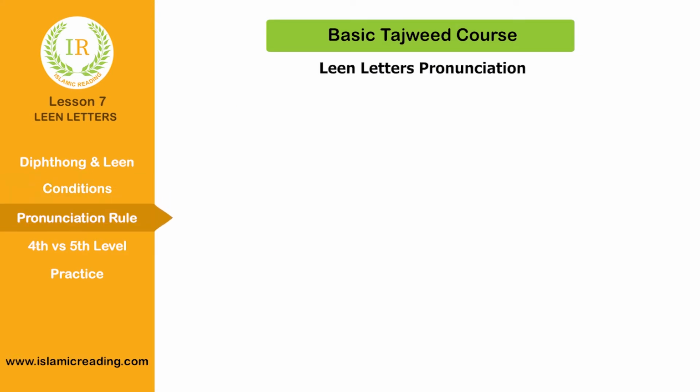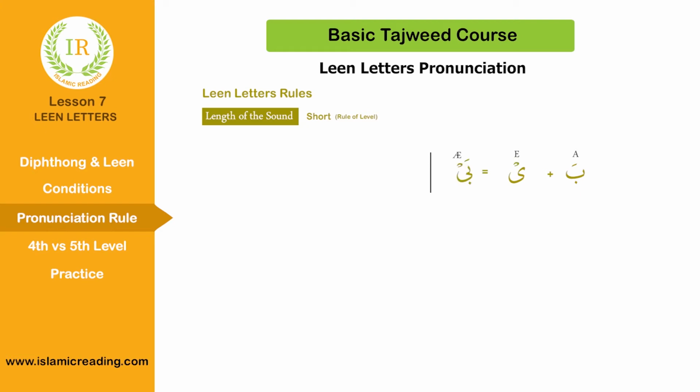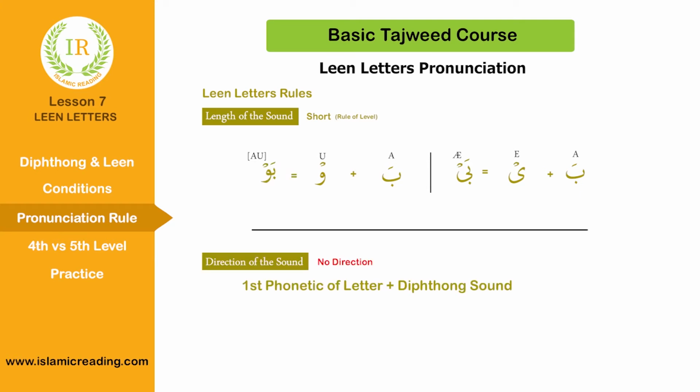To pronounce a Leen letter, we simply join the two vowels together. And as you know that a fatha gives A sound and Ya gives E sound, so the combined sound is going to be I. This will be the sound of Ya Leen. And with the Waw Leen, a fatha is A and Waw gives U sound. The combined sound is going to be Au. To pronounce Leen letters with the other consonants, we take the first phonetic of the letter and add the sound of the Leen or diphthong.